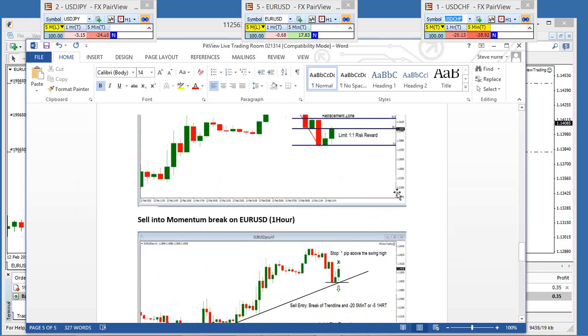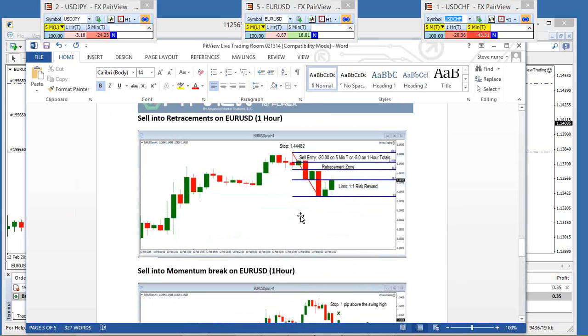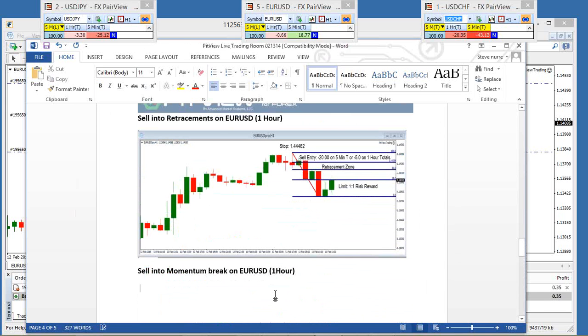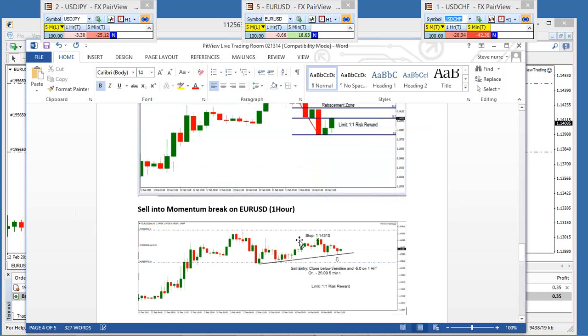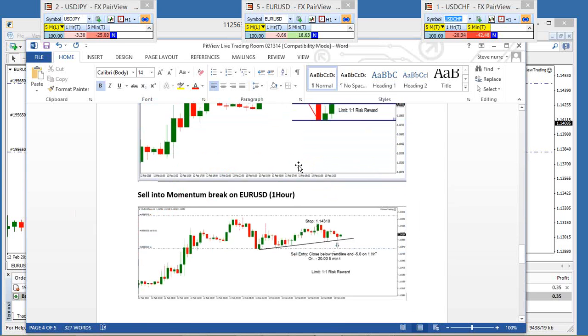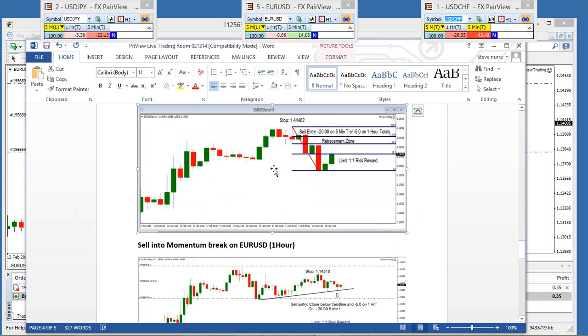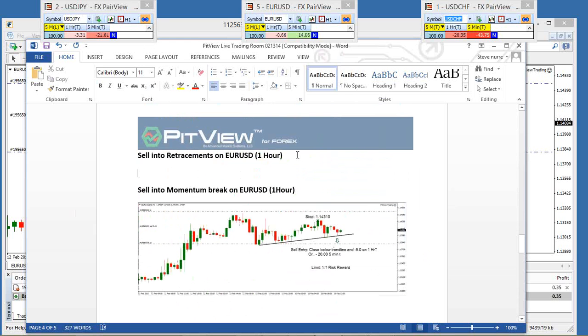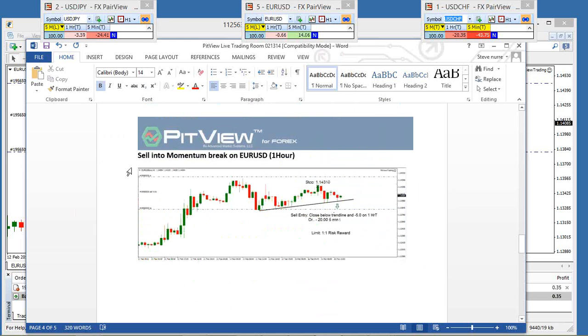So I'll put that here near the top. I can actually put that right here, sell into a momentum break, because that's exactly what that would be. We're already short on this retracement trade, so we can take that off. There we go.